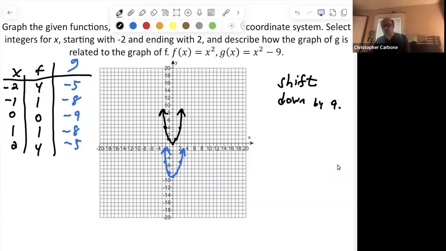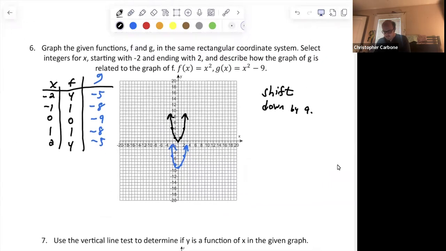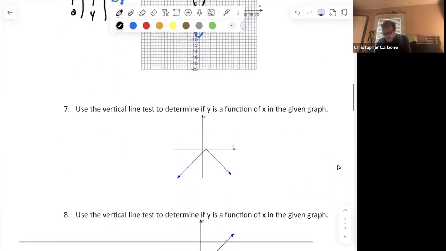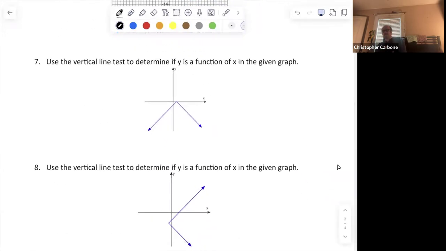Which is how we could get such a graph from this. Again, in such small conditions. Number 7 wants to use the vertical line test to determine if this is a function of x, which, I mean, we could draw a line anywhere. It's going to hit it once. So this is a yes.